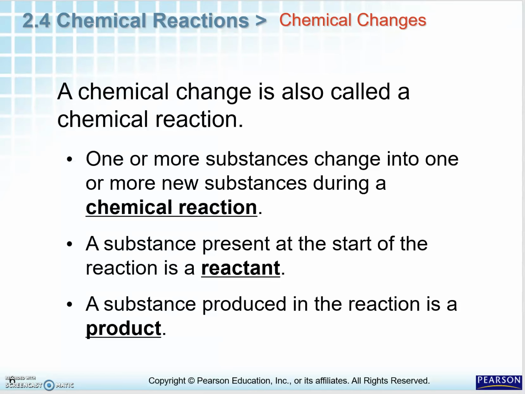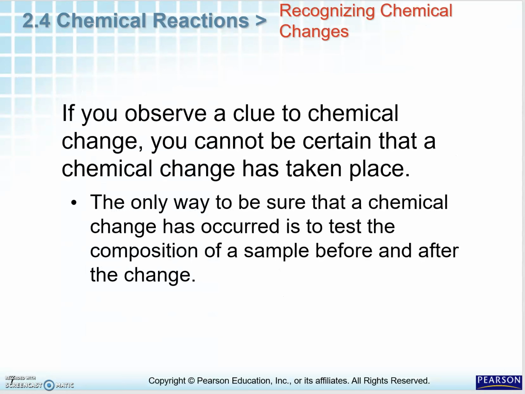The substances that you start out with are called the reactants, and the ones that you make or produce are called the products. There are some clues that are going to give you hints that a chemical change has occurred, but you can never be certain just based on your observation. Instead, you have to actually test the chemical makeup of a sample before you start the experiment as well as after. That way you are positive you have undergone a chemical change.